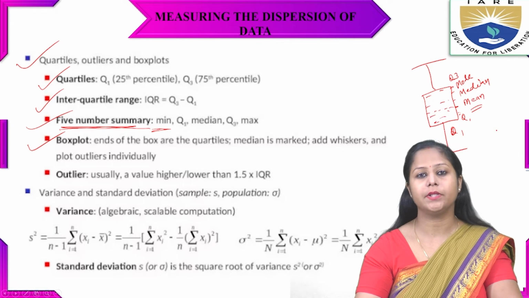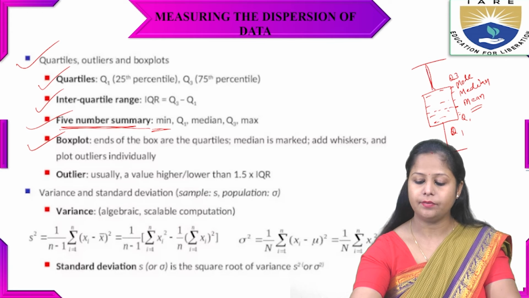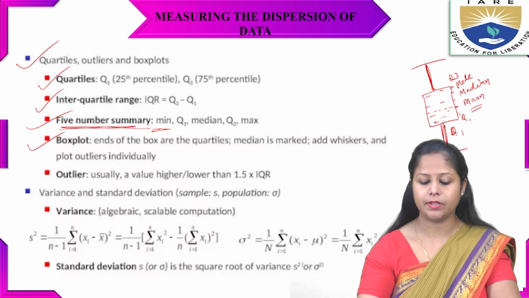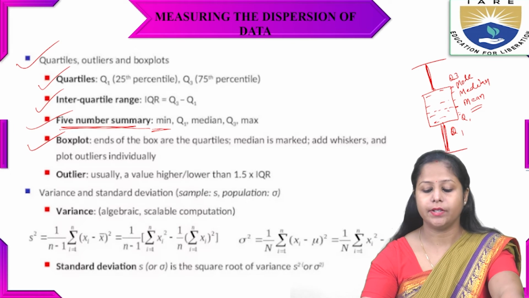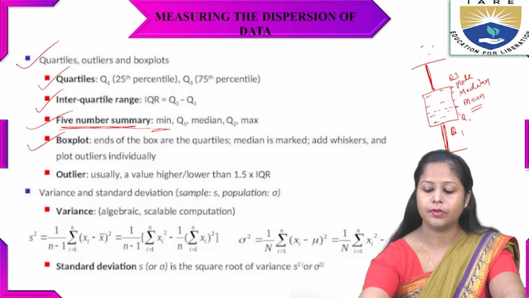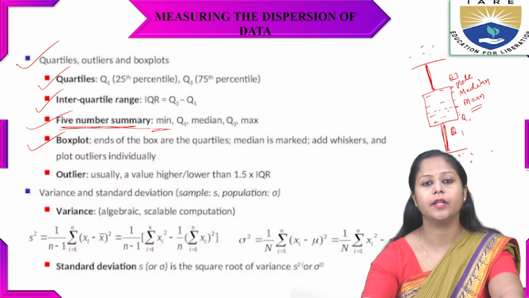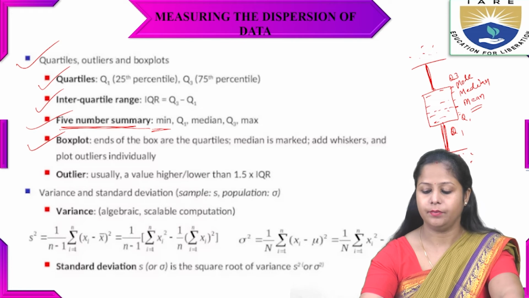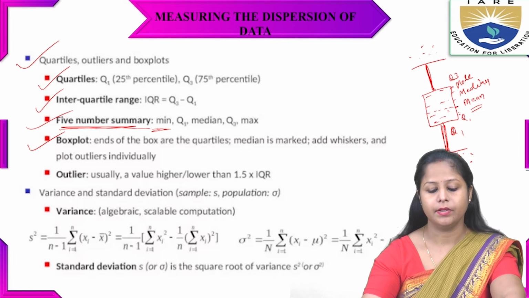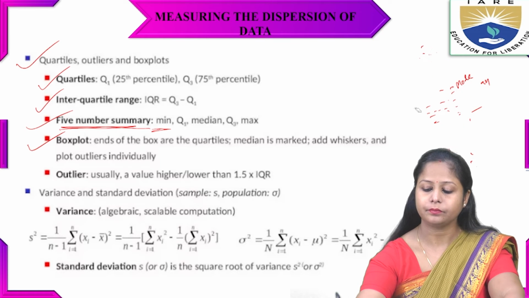We can represent that data in the form of a box plot. These are the whiskers we need to add, and we plot the outliers individually. Here some outliers can exist. What is an outlier? An outlier is nothing but data that is outside the boundary of the data set. So that is called an outlier, and we need to plot the outliers individually. That was the representation of the box plot.